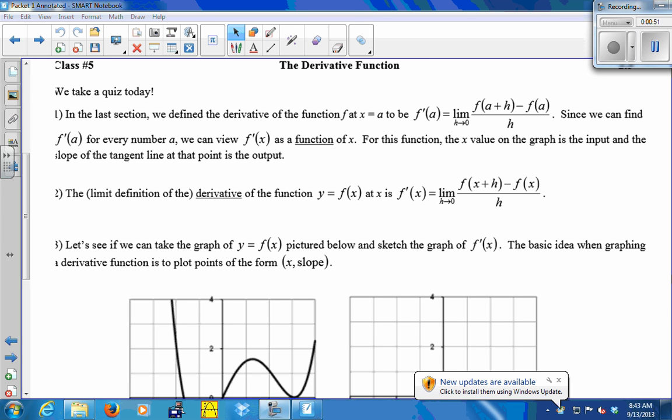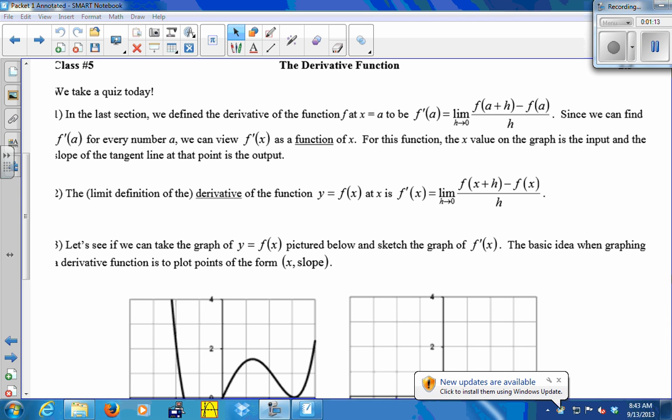So the limit definition of the derivative of a function f of x is the limit as h goes to 0 of f of x plus h minus f of x over h. So it's the same as the definition at a point. It's just that instead of using a specific number a to find a slope, we're using a variable x.